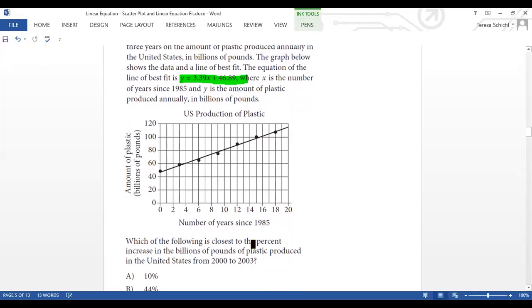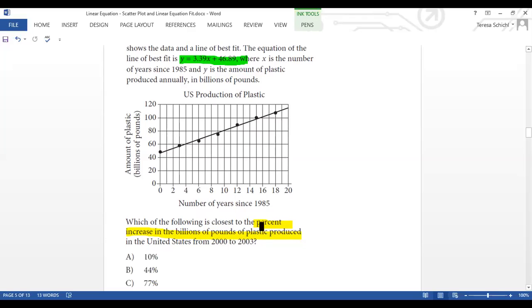So here they say I want to find the percent increase in the plastic produced. My graph shows me the years versus how much plastic. So I want to find the percent of the increase. This is the number of years since 1985 here. Now let's take a look. I want to find the increase in the 3 years, from 2000 to 2003.